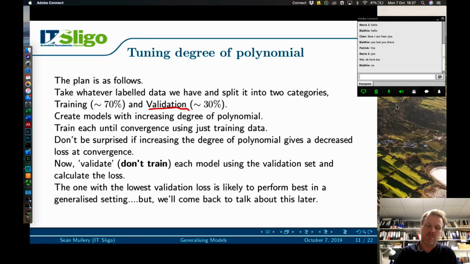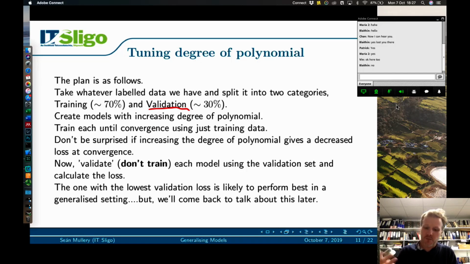And that's the idea. So it's a little bit more complex than this final sentence. That's why I say, wait until the end of the lecture before fully judging this. But the one with the lowest validation loss would be likely to perform the best in the generalized setting.